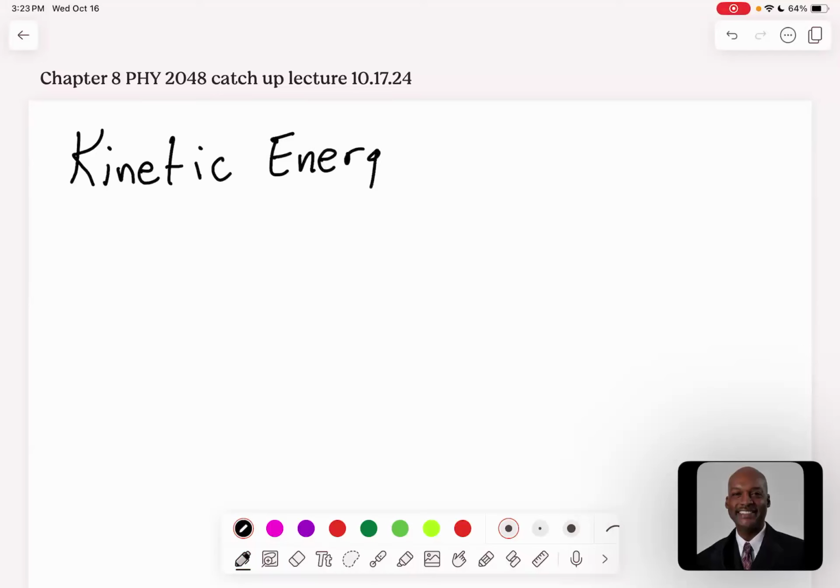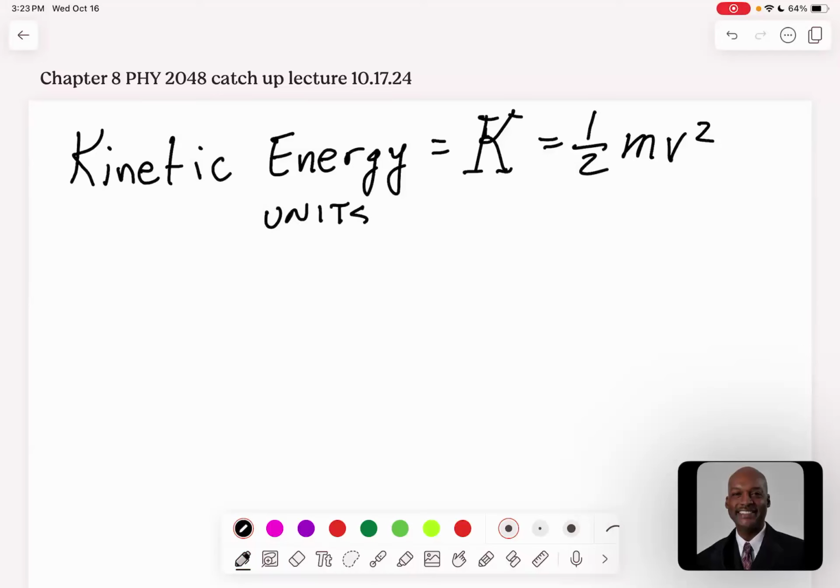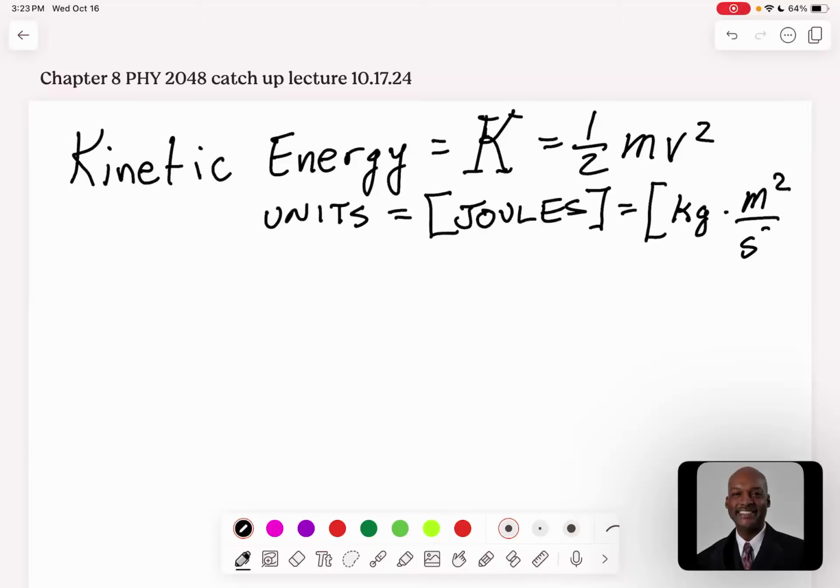You'll often see me use a script K, and it's equal to 1/2 the mass times the velocity squared. The units are going to be in joules. Okay, so it's a contrived formula like Newton's. It's essentially equal to a kilogram meter squared per second squared, and this represents meter, and this represents mass.